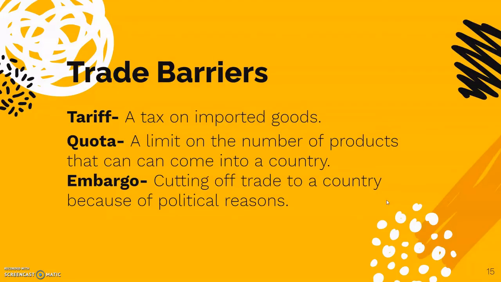But what if two countries don't like each other? Trade barriers are government-imposed restrictions placed on foreign trade to help protect domestic industries or punish foreign industries. The three main trade barriers utilized by the government are tariffs, quotas, and embargoes. Tariffs are a tax on imported goods. Quotas are a limit on the number of products that can come into a country, and embargoes cut off trade to a country because of political reasons.